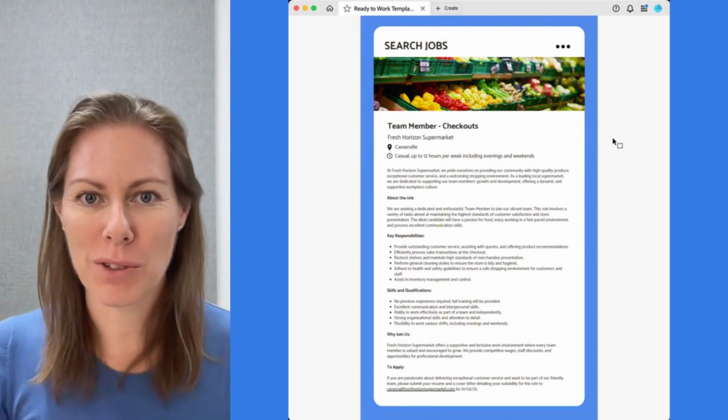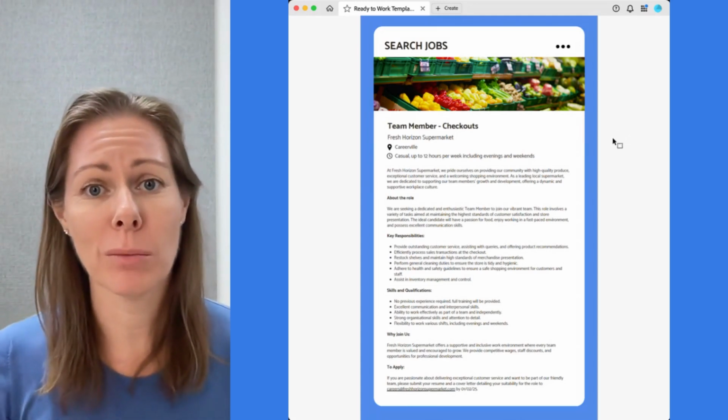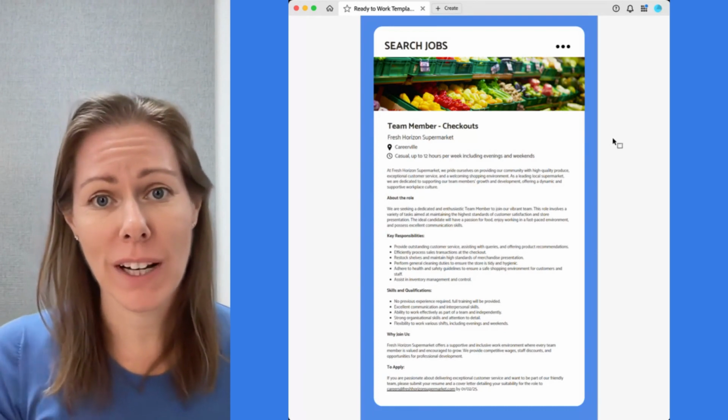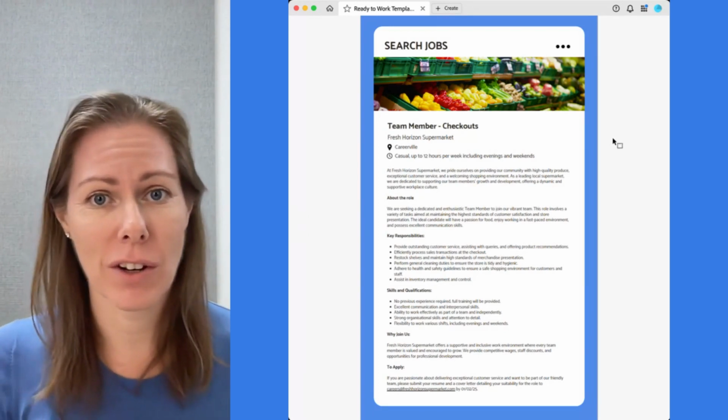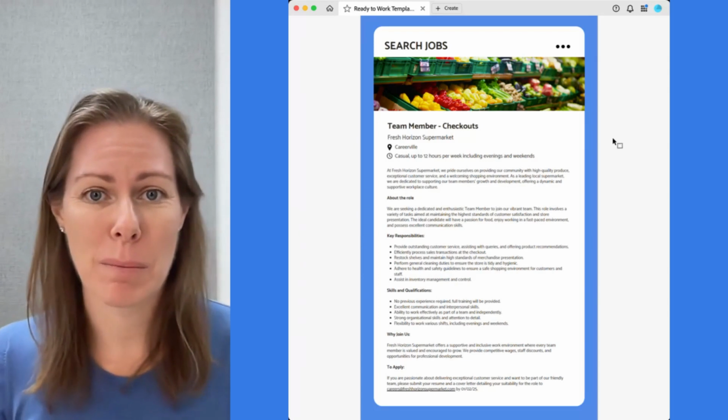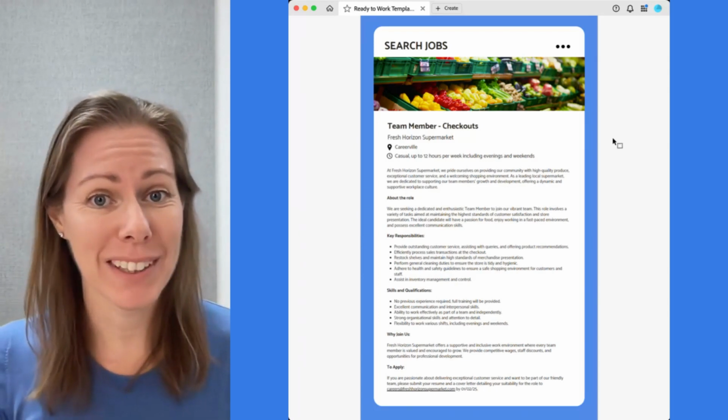Do you know how to read a job description? If you want to apply for a job, you need to know how to actually read the job description and unpack the information that you need out of it, to then be able to prepare your application documents like your resume and your cover letter.